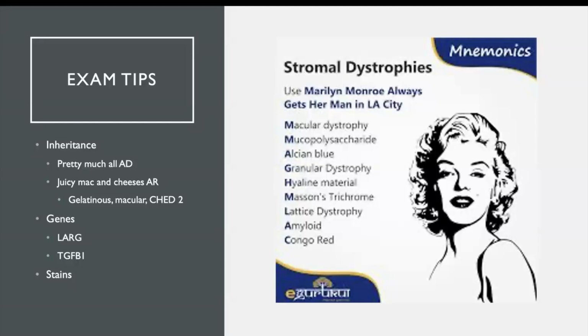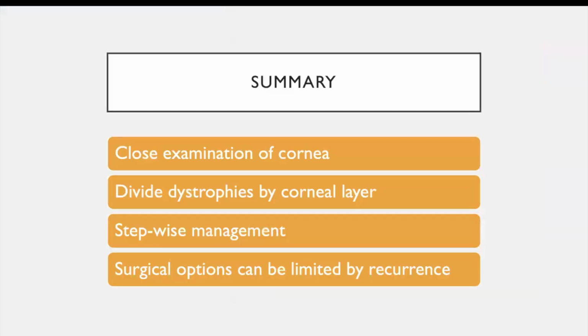Clinically, if you're sat in a clinic, you can probably just Google it. But the point is for your exams, your high yield stuff are things like inheritance patterns, genes, and staining, especially for the stromal dystrophies. So it is worth sitting down and just getting these in your head. So, just to summarize, you do want a really close examination of the cornea. It's important to delineate which layer of the cornea is affected. And in your head, having the different layers and the different dystrophies divided that way is usually the easiest way of remembering everything. And then just remember it's stepwise management.